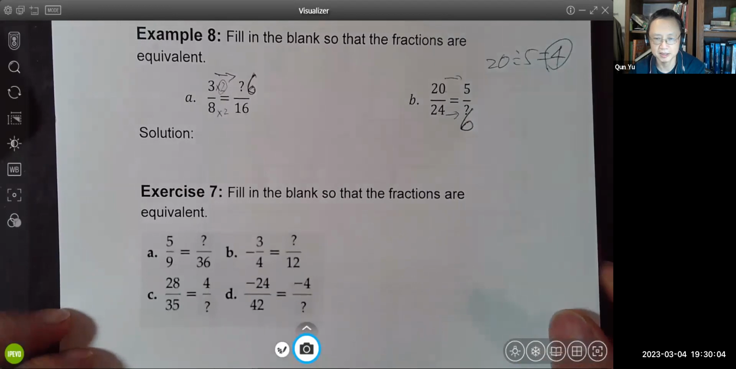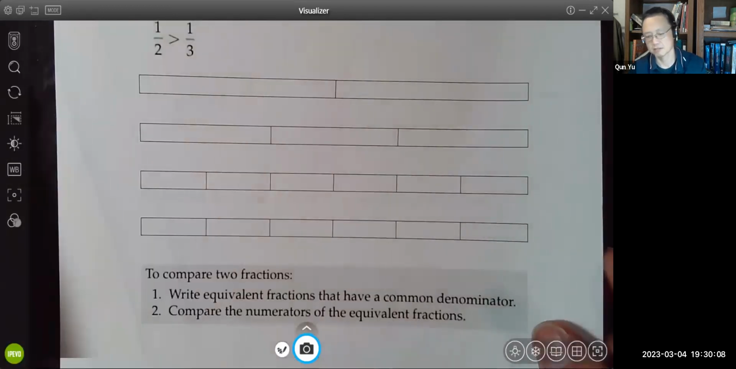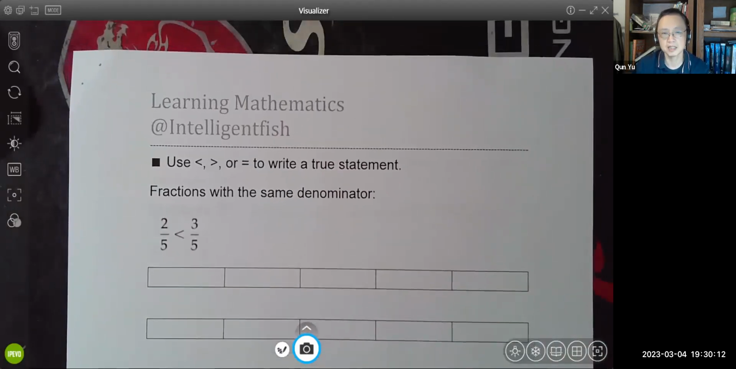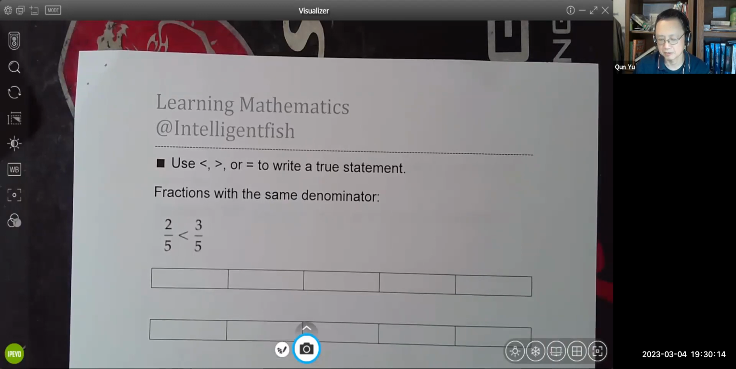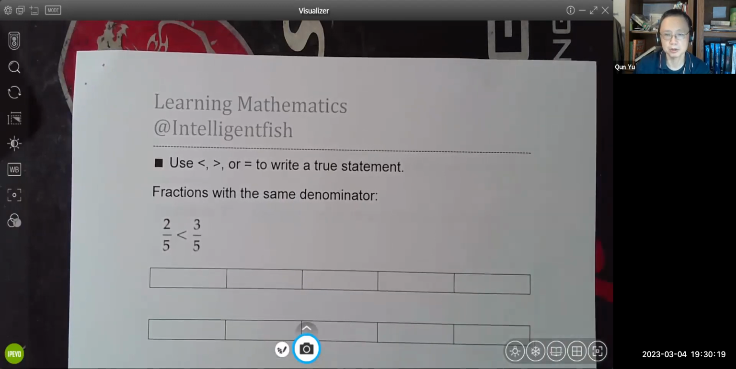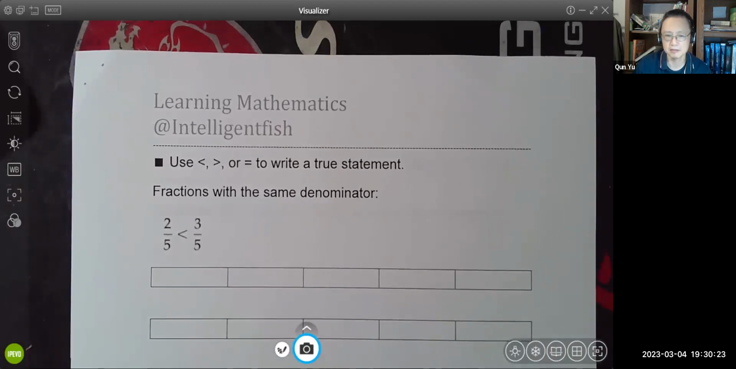Exercise, more exercise, right? Let's look at the next page. This time we want to compare. This is the last learning objective: compare between two fractions. First of all, this is an easy one.